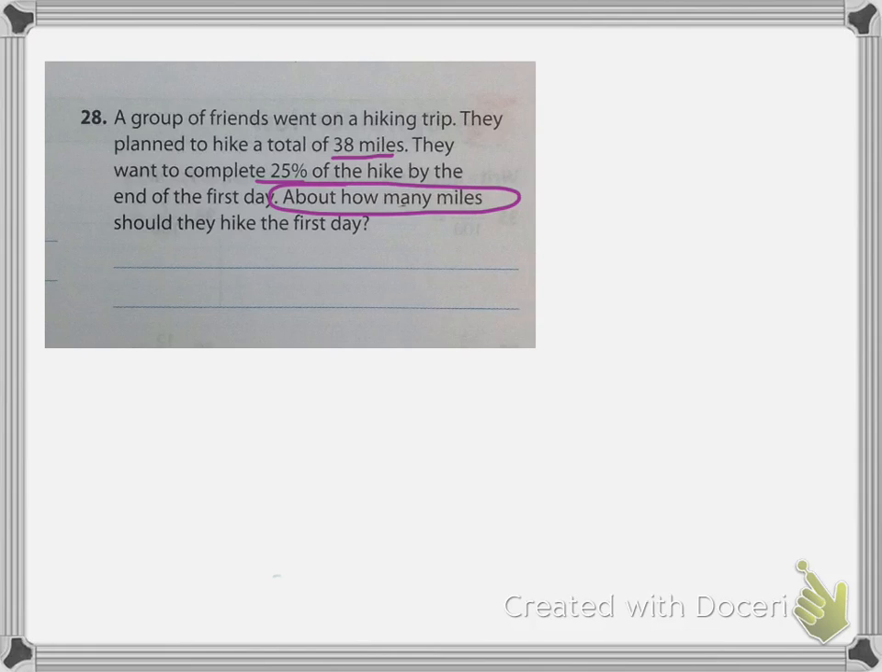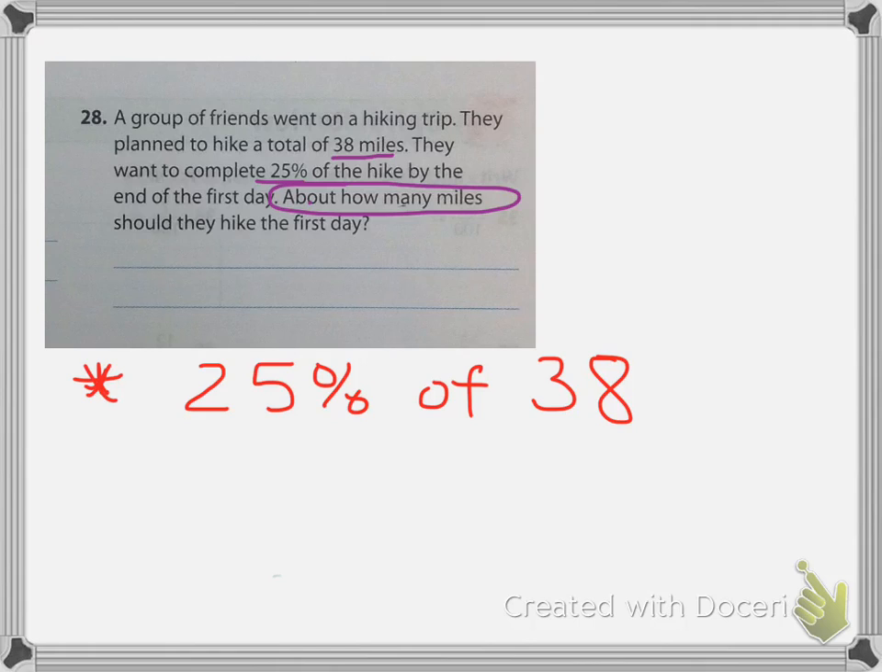So that word about right there is what tells you that this is an estimate problem. So you want to be sure that whenever you see that word about, you're looking for some sort of estimating type problem. So the first thing that you need to do is to set up the original problem. You don't want to go straight into rounding the numbers. So you want to know that you're looking for 25% of 38 miles. So this is the first piece that I'll be looking for.